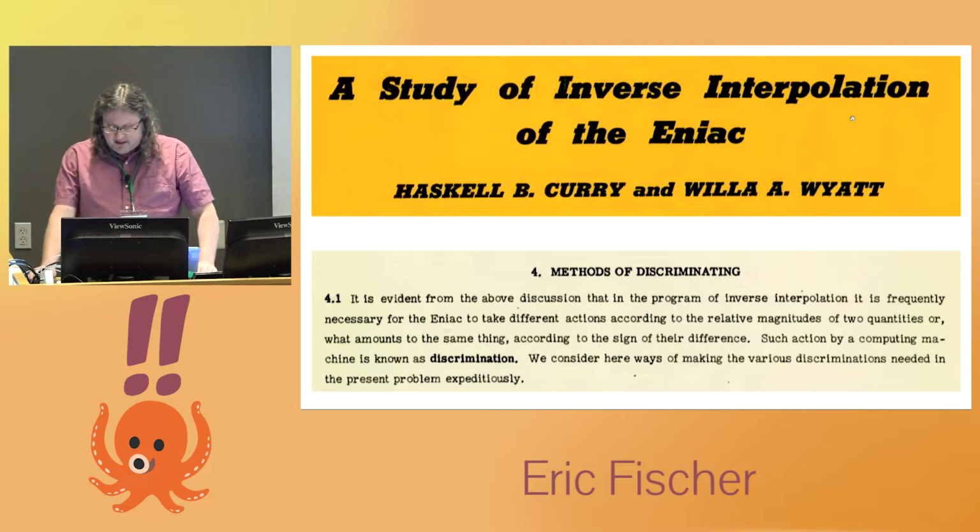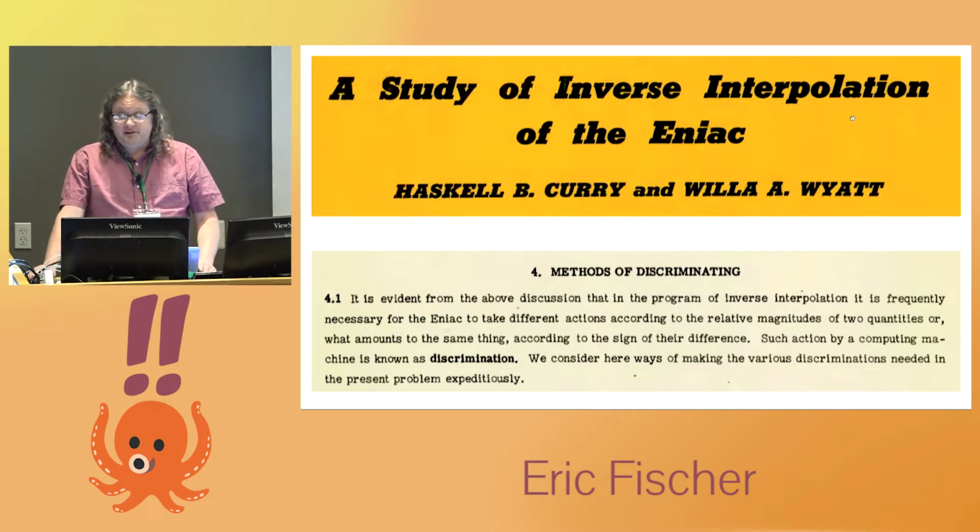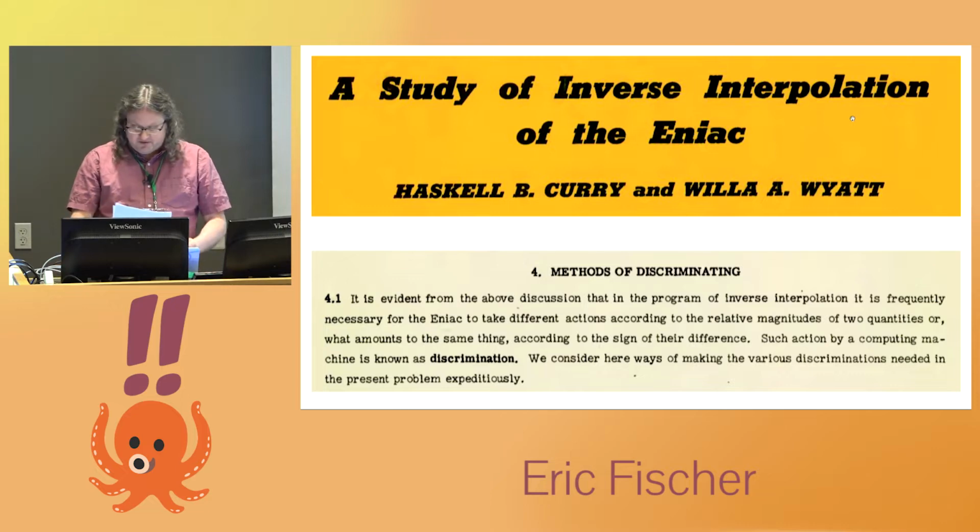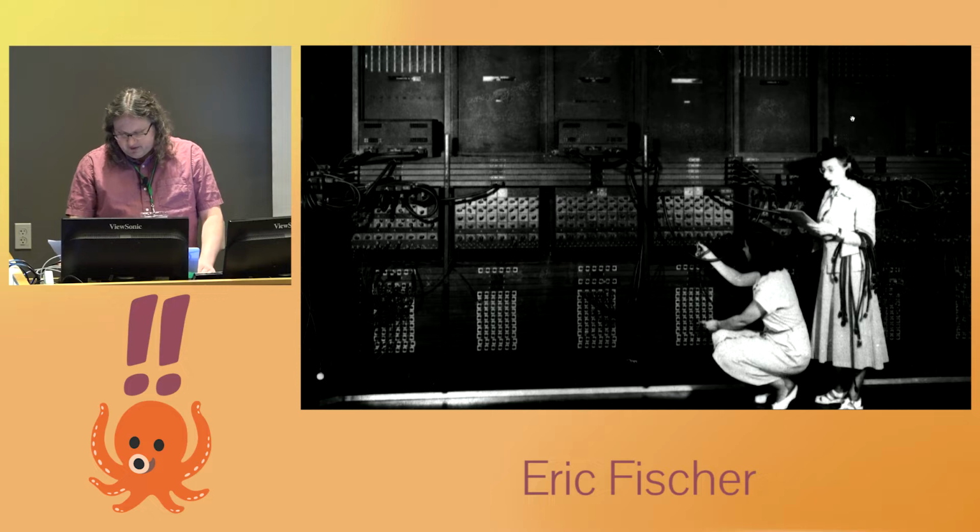The first computer to be able to perform different instructions depending on the result of a previous calculation seems to have been the Eniac. In 1946, Haskell Curry and Willa Wyatt wrote this report describing a program to invert a function. They used the name discrimination for the facility of making a decision based on which of two numbers was larger. The Eniac didn't have an instruction called discriminate, though. It was programmed by wires and dials on plug boards, and the control panel for the instruction that made a calculation for a decision was connected by physical wires to the instructions that could follow it.